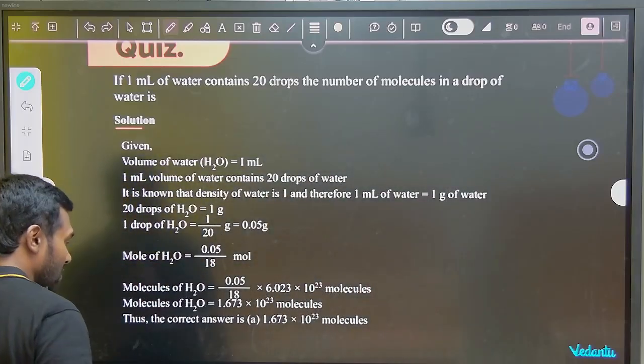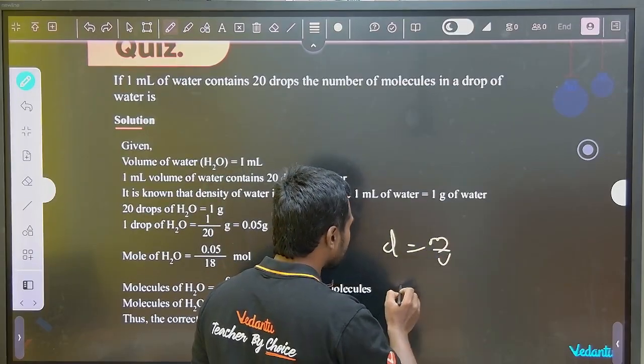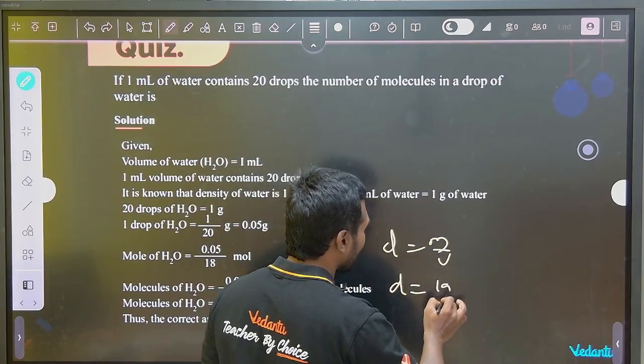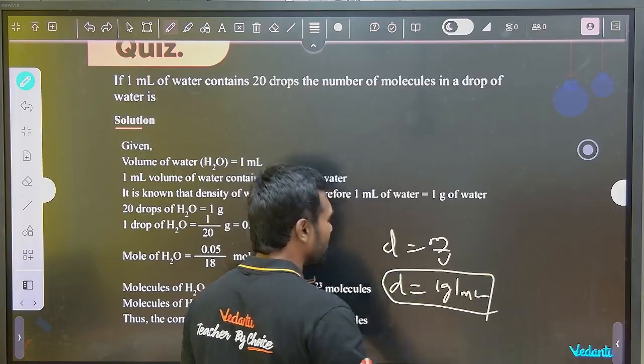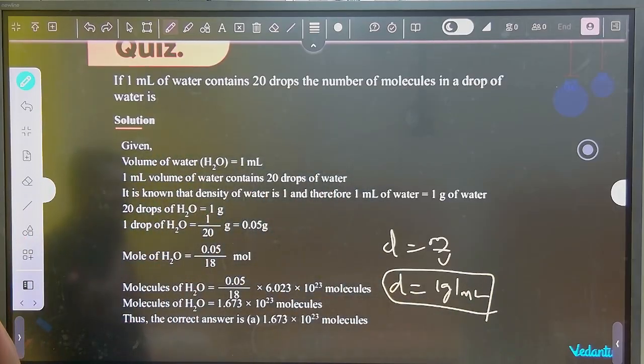So density is equal to mass by volume. Let's take the density of water as 1 gram per ml. If you take 1 gram per ml, then the density is 1, and the volume is given as 1, so the mass is also 1 gram. So mass is equal to 1 gram.